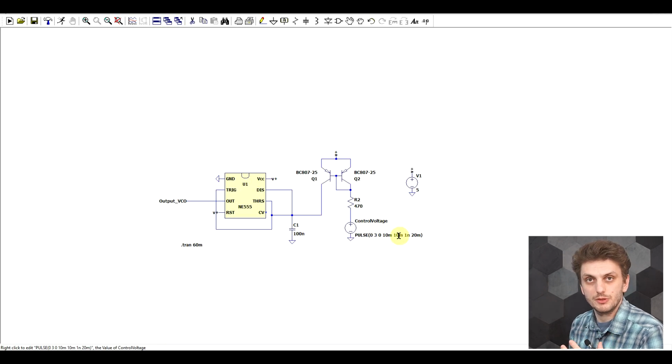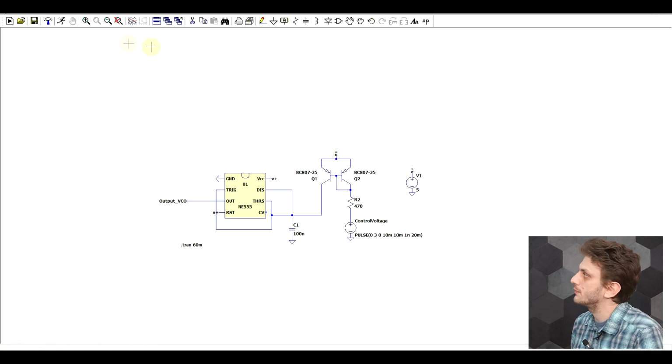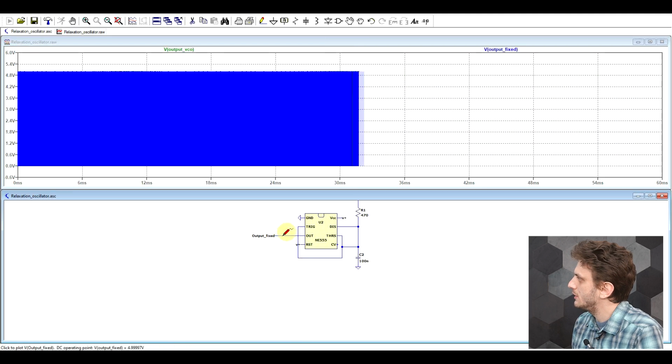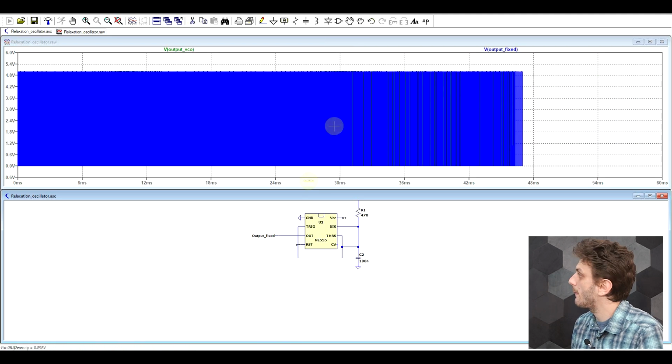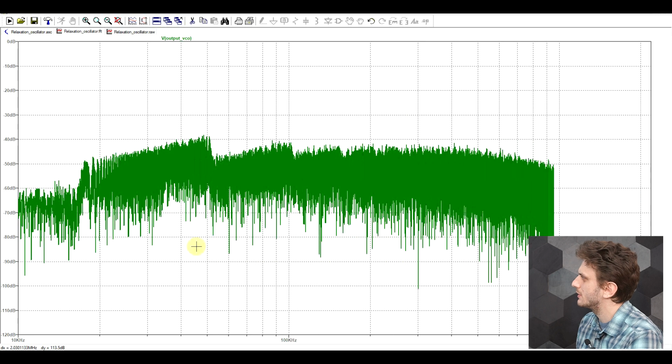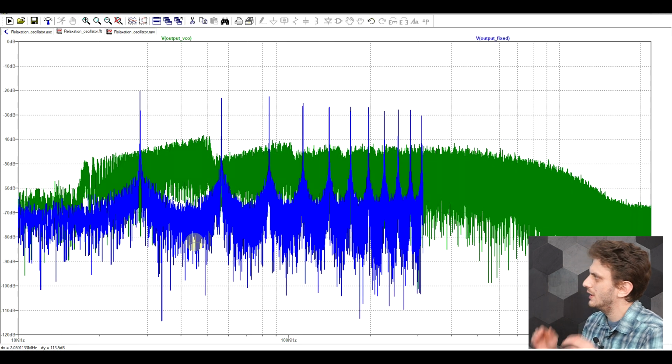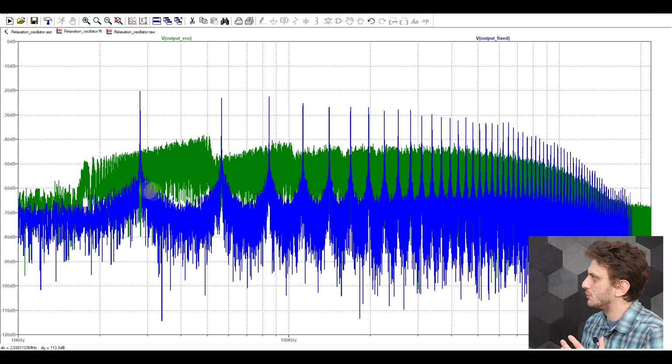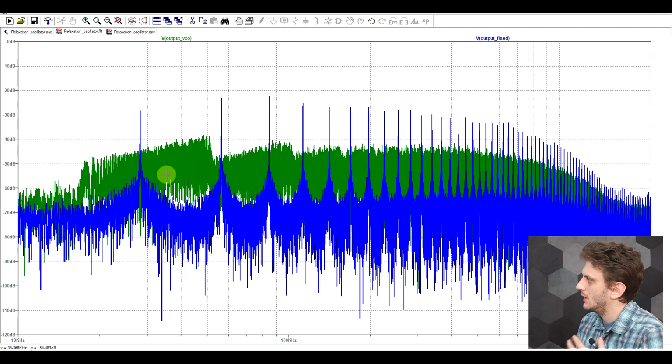Now, by increasing the simulation time and also editing this pulse voltage to go up and down, we can also see what the output spectrum of this sort of oscillator looks like. And we can, of course, compare it to the fixed frequency oscillator. So if we zoom in a bit into this, we can see that the VCO's output is quite a blur, and that's because of the large frequency variation.